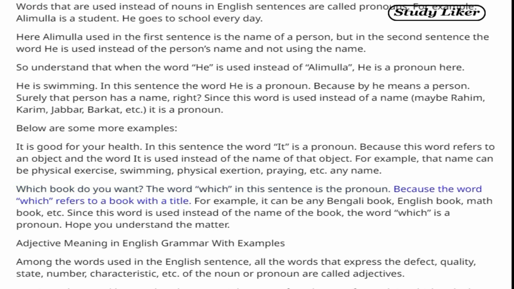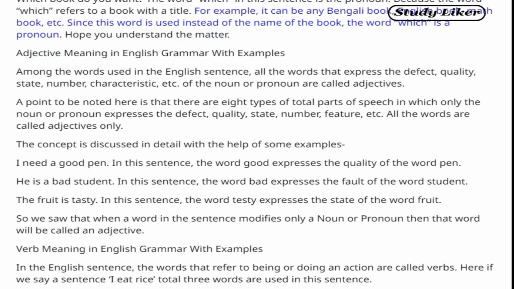Because the word which refers to a book with a title. For example, it can be any Bengali book, English book, math book, etc. Since this word is used instead of the name of the book, the word which is a pronoun. Hope you understand the matter.